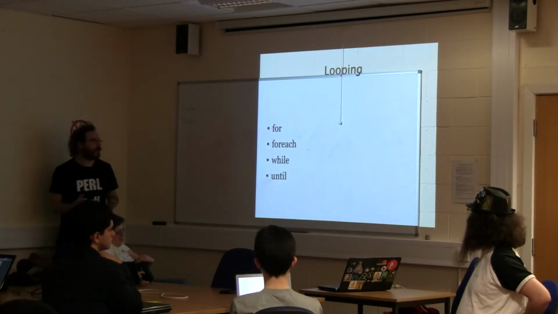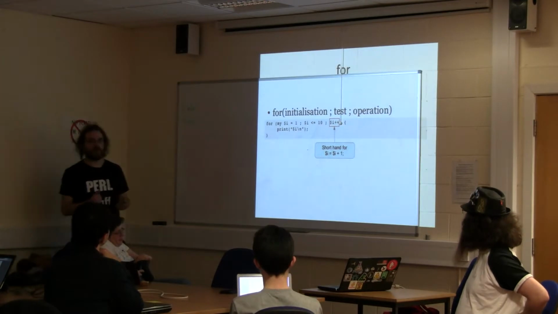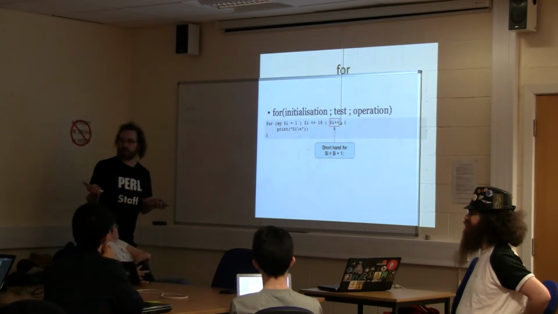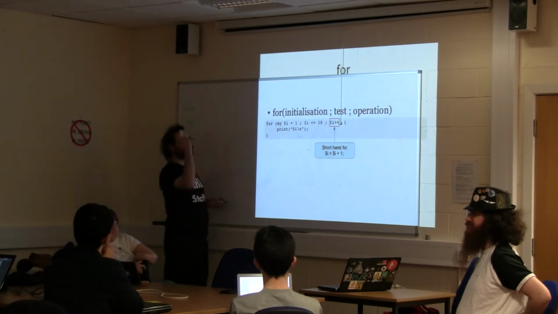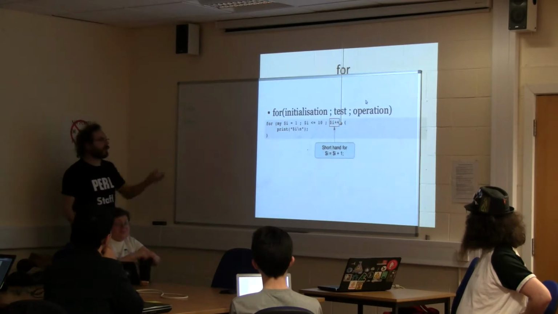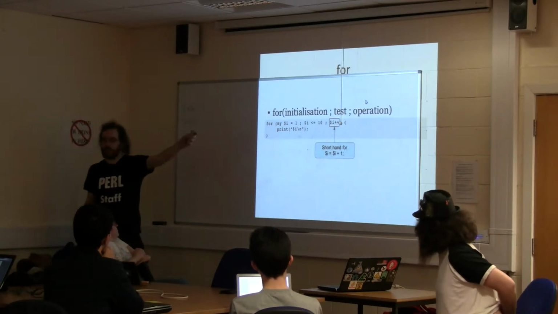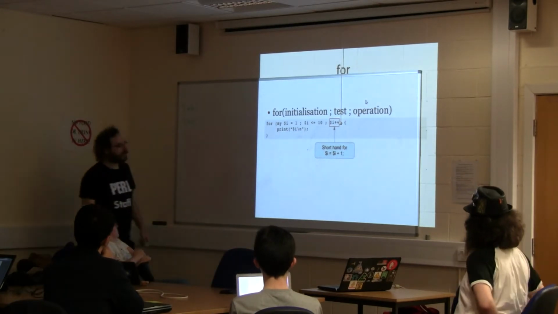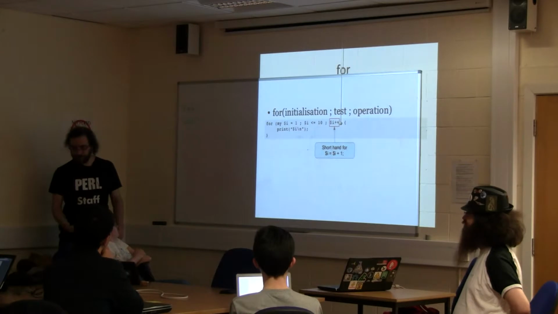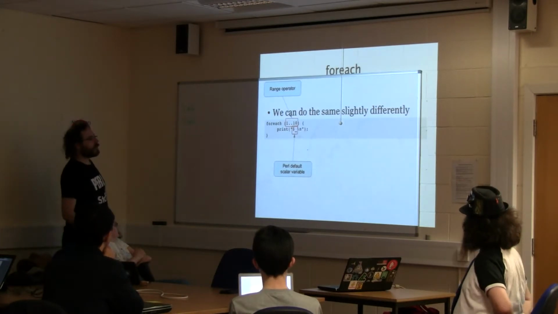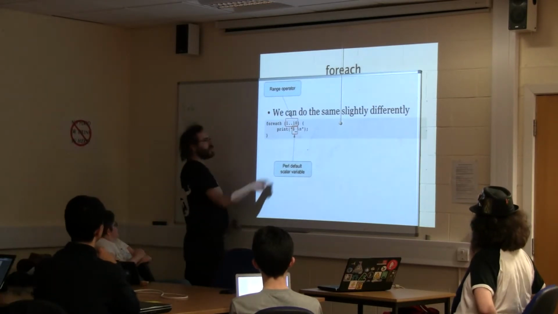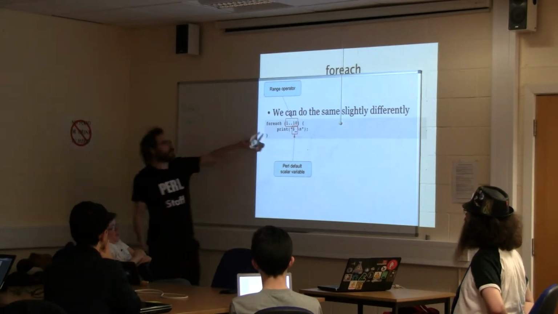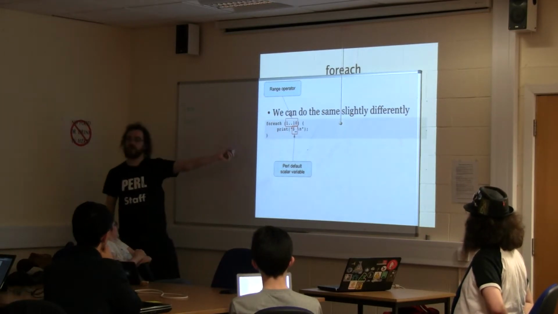So looping: for, foreach, while, until. So for, who's used C for loops? Yeah? You all use C for loops. So this is basically straightforward. Initialization, test, operation. So this will count from 1 to 10. Yeah? Perl has this thing called foreach, which takes an array. And we can use the range operator, which is 1..10, which does pretty much the same thing as we just discussed.